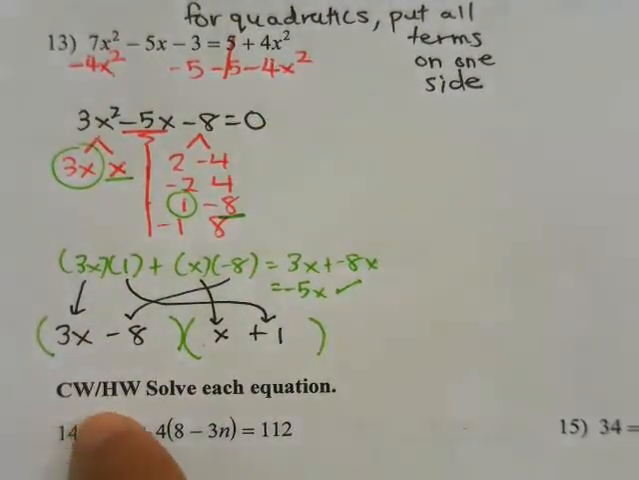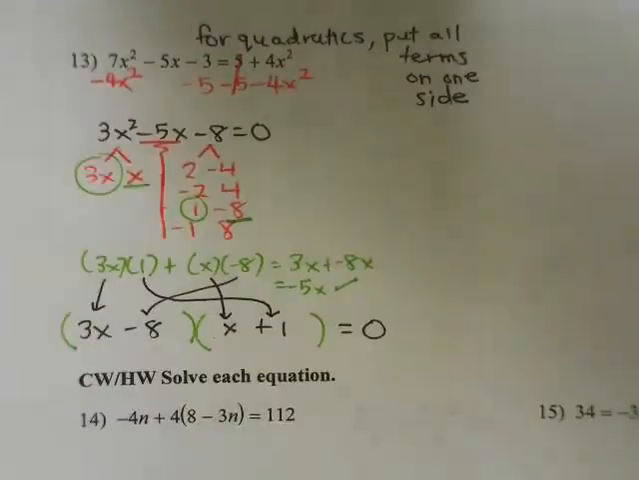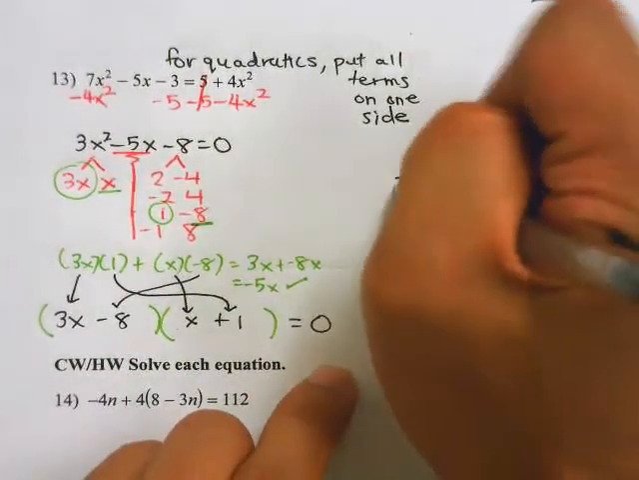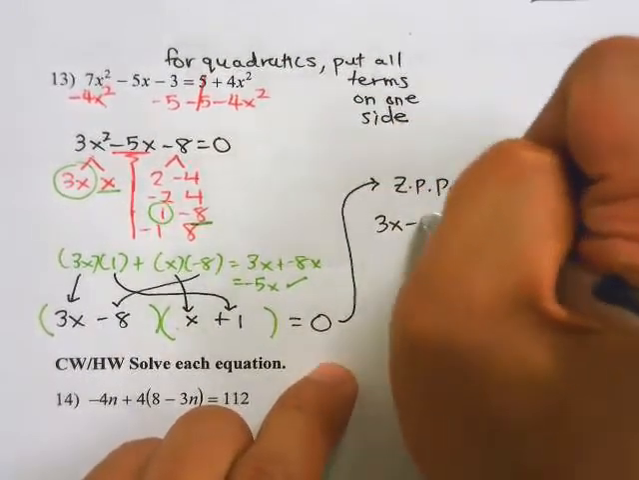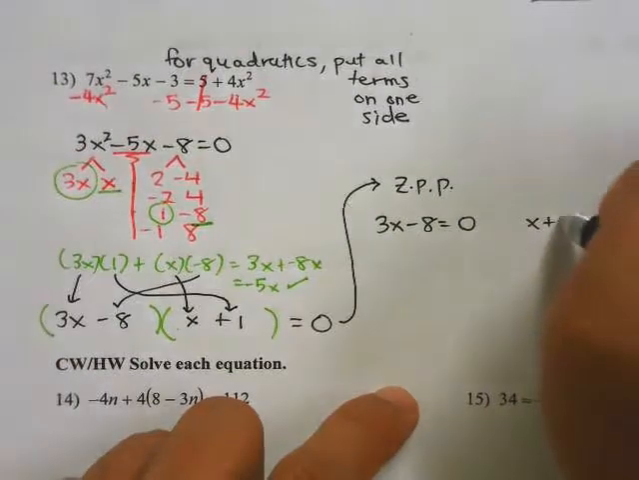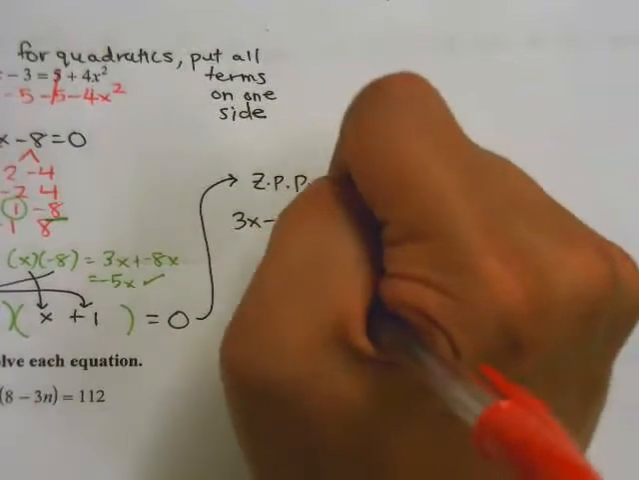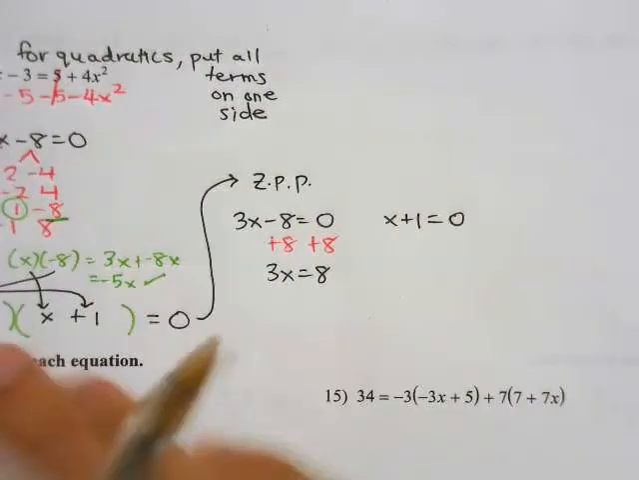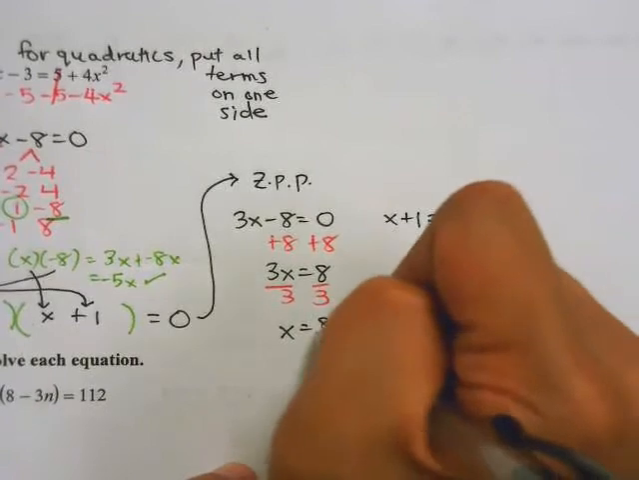Now on the last lesson, the last review, like this would have been your answer. You cannot stop here because you have an equals 0 now. You got to solve for x. You're still in factors. So now we're going to do ZPP one last time. ZPP, meaning your two equations are 3x minus 8 is equal to 0, x plus 1 is equal to 0. And you're going to solve for them both. We're going to add 8 on both sides and divide by 3 afterwards. 3x is equal to 8, divide by 3. X is equal to 8/3.